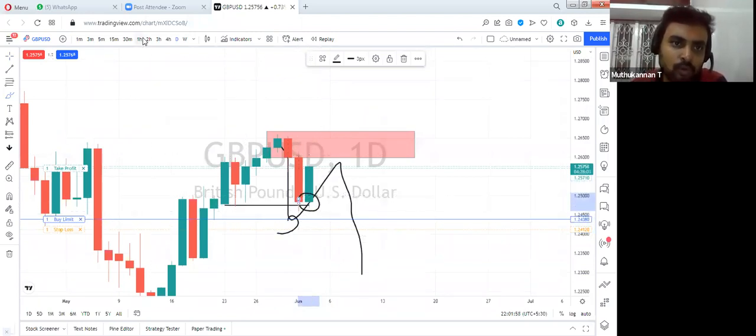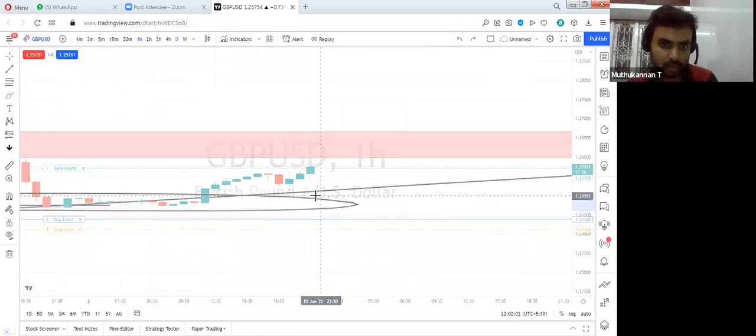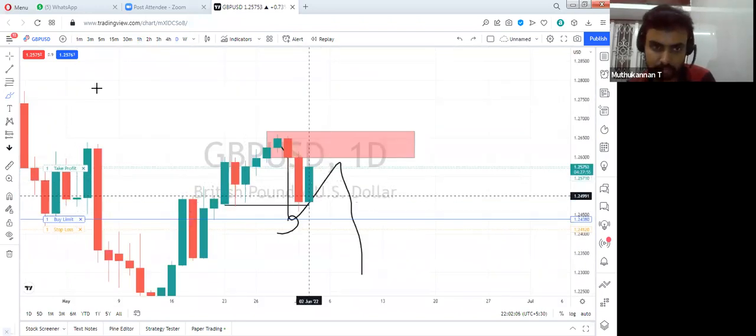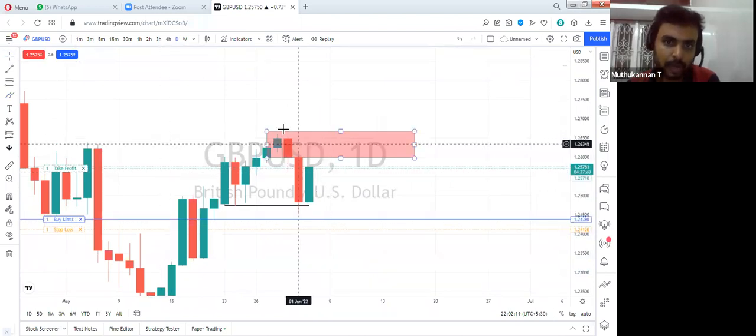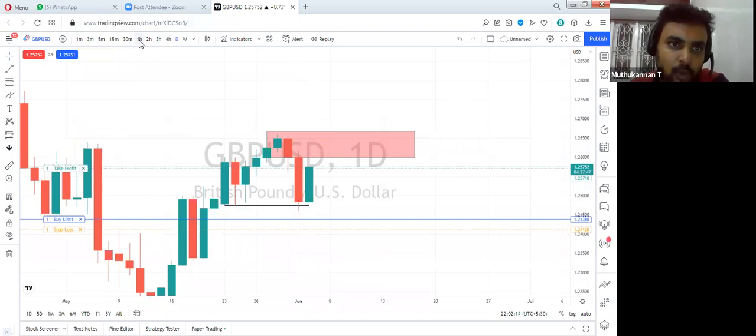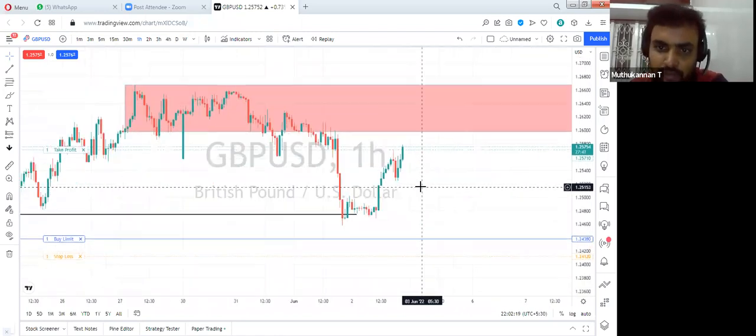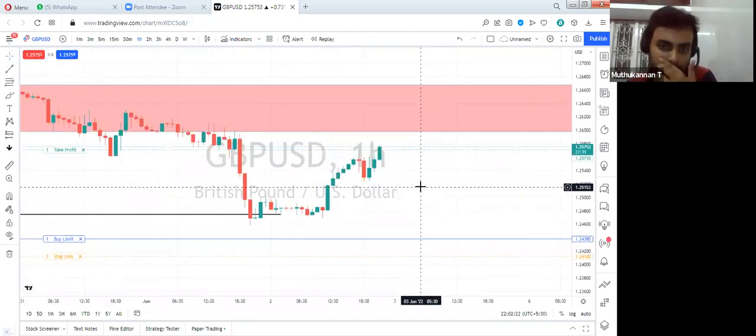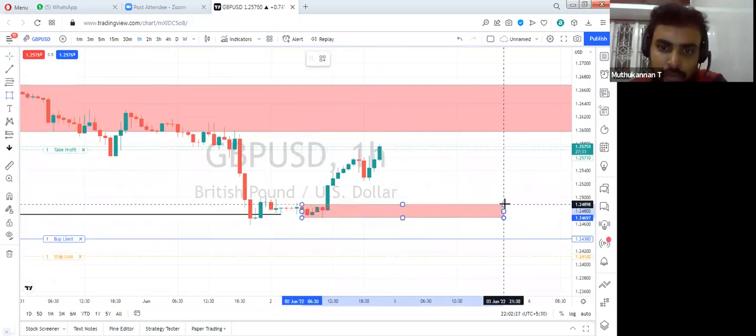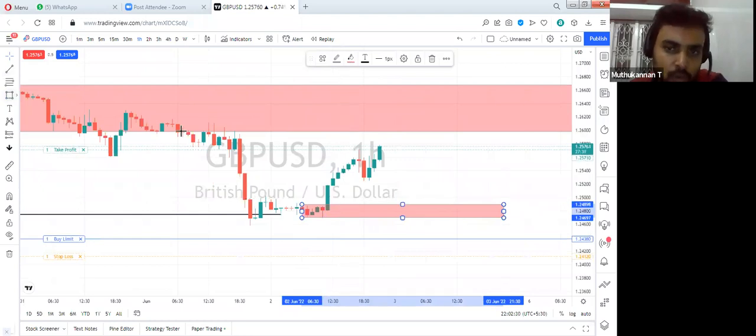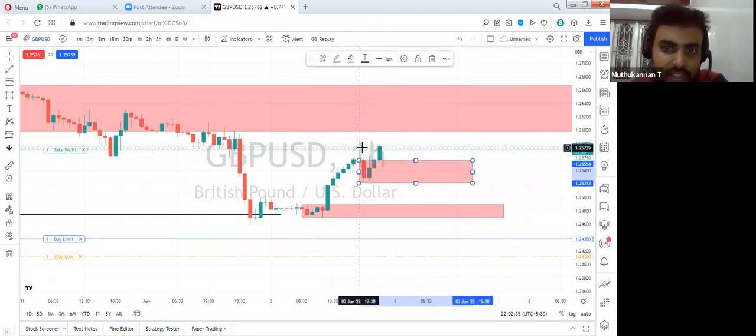So for that, I'll go to maybe the 1 hour. My first preference is sell, but I'll go to 1 hour and look for the buying opportunity. Where will I look for a buying opportunity? In 1 hour, I have seen one order block here. This is my buying opportunity number one. Number two, one more order block is being created here, and it is breaking the structure here.